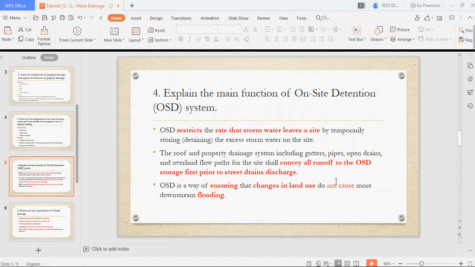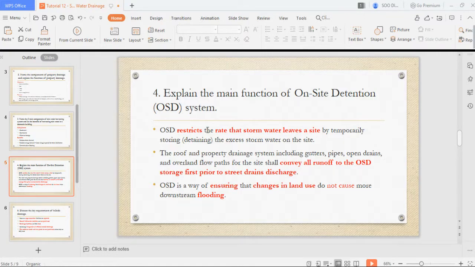So all of this is to ensure that all the water, instead of being discharged straight to the drainage system that you have, you actually have a storage to ensure that there's not a very high output of the rainwater exiting your site. So this is to ensure that there are no changes in land use and that it does not cause more downstream flooding.